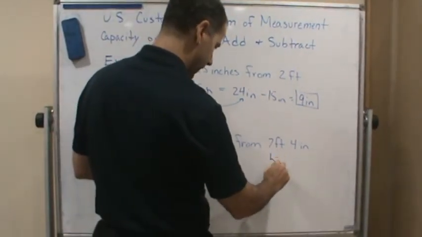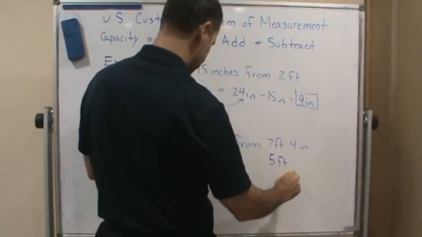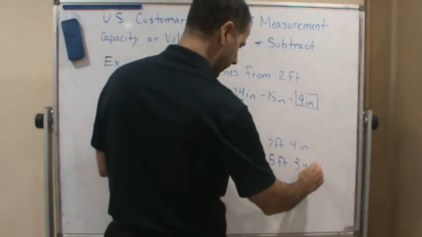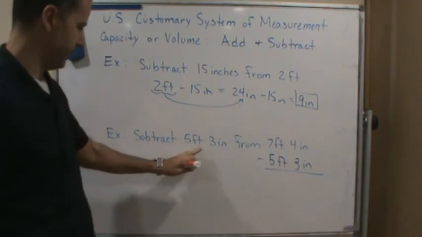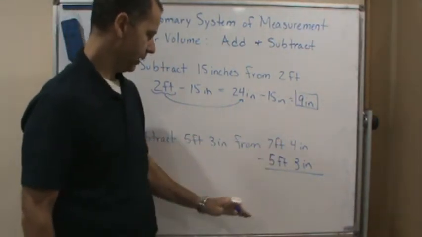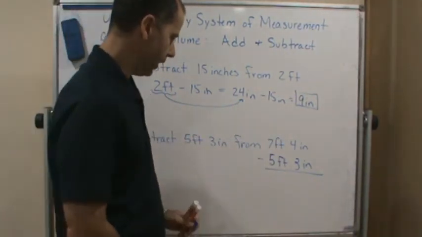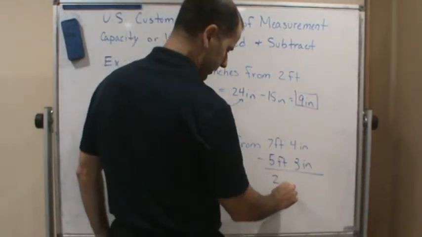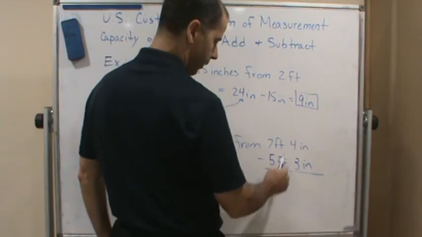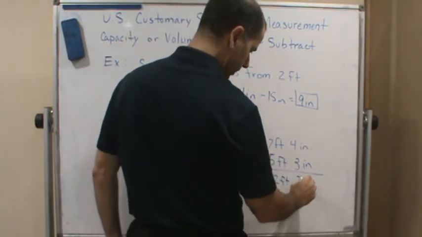So this is going to be 5 feet 3 inches, and I'm subtracting, right? Because I want to subtract this from this. So now I'm just going to subtract. Well, 7 minus 5 is 2 feet. 4 minus 3 is 1 inch.